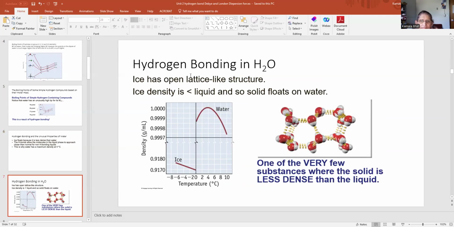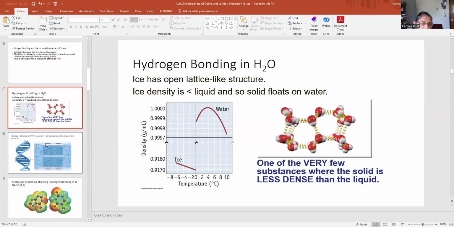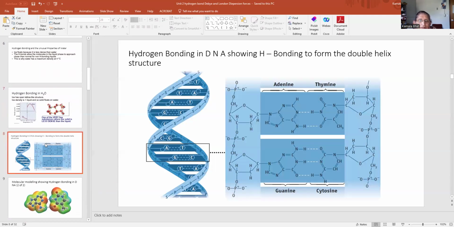Ice has an open lattice-like structure. Ice density is less than that of the liquid, so the solid floats on water. It is one of the very few substances where the solid is less dense than the liquid. Mostly we find that the solids are much denser than the liquids, and therefore they sink to the bottom.